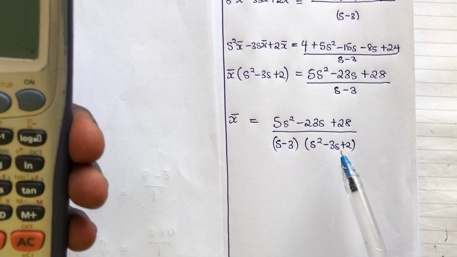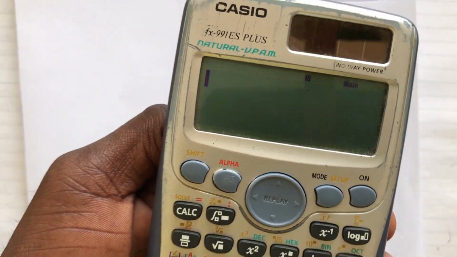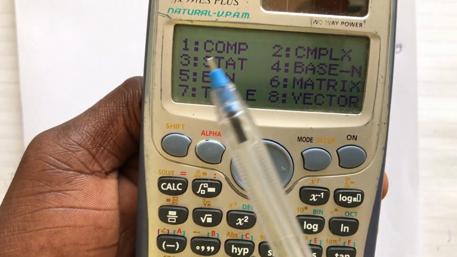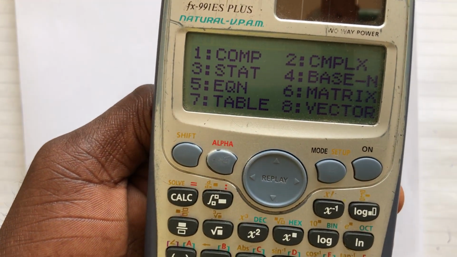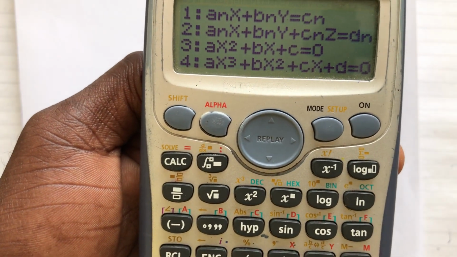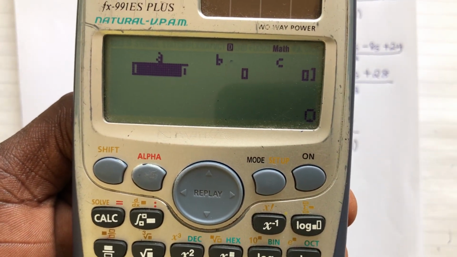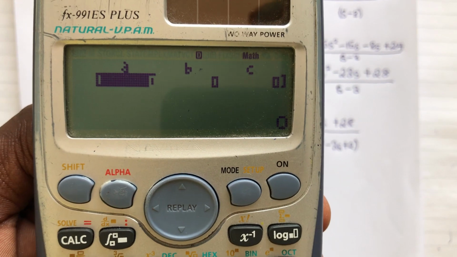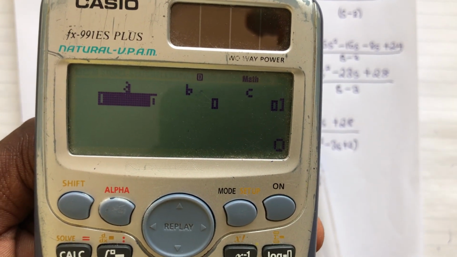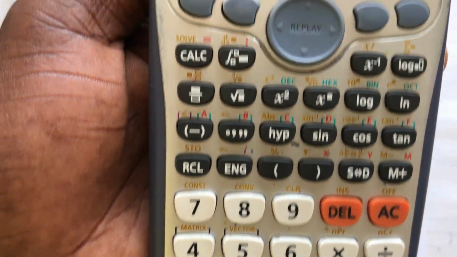Right, so let's punch this on the calculator. So this is my calculator. If you have this type of calculator, you just press mode, and then we have equation as number 5. So you press equation, which is number 5. You select option number 3. So I press on 3. Then once I press on it, this is the equation. This is a quadratic equation for me. So now I can input the coefficient of s squared, which is 1. So I press 1.